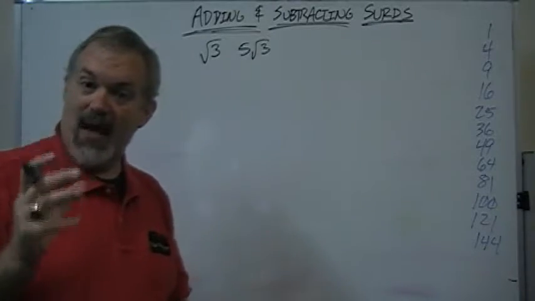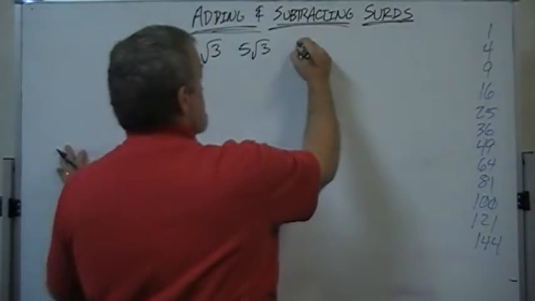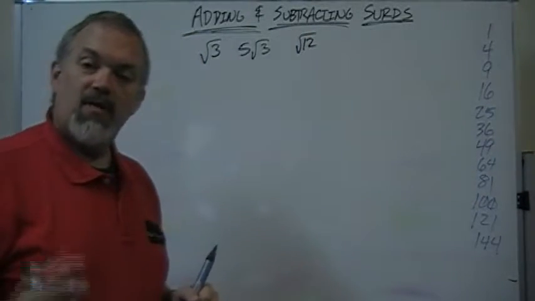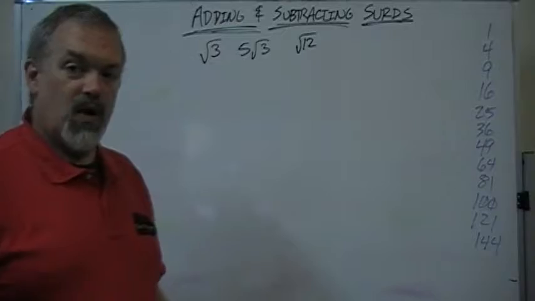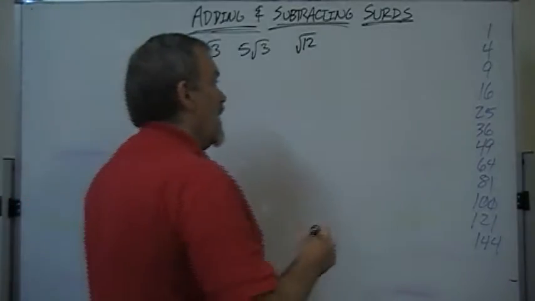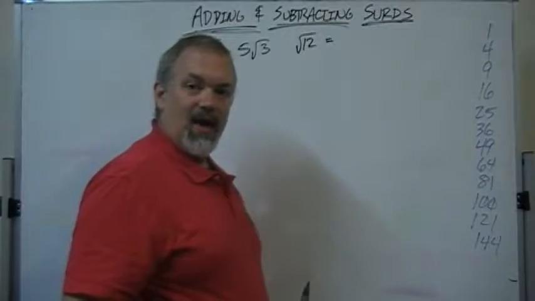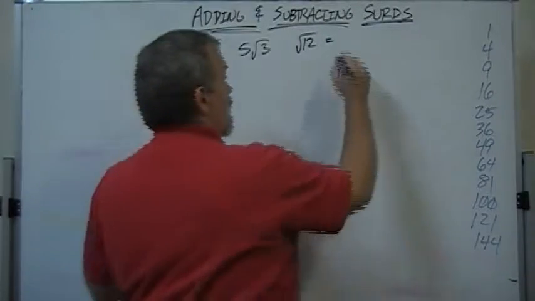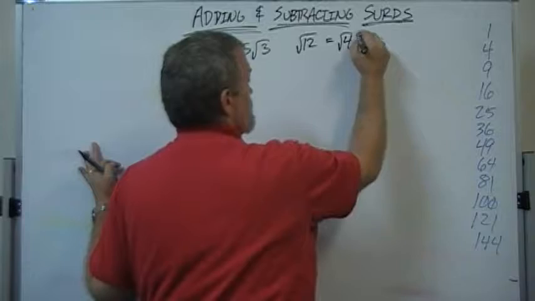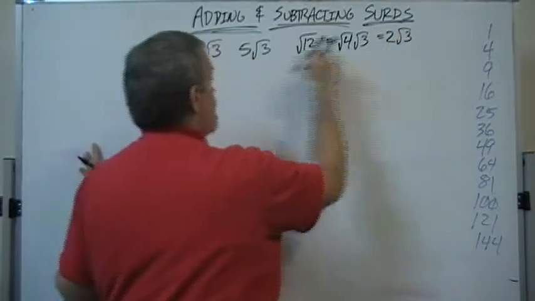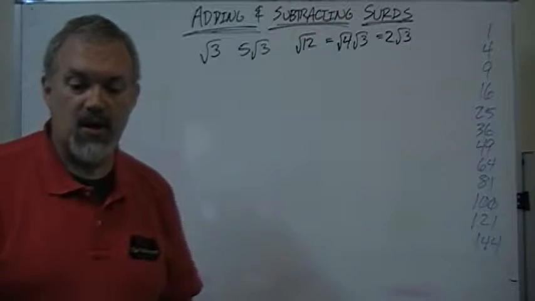Now it might not be quite as obvious as you think. For example, let's say the square root of 12, those don't look like surds. But if we simplify the square root of 12, which we now know how to do, that is, we take the biggest square factor out that we can, which would be 4. And this becomes the square root of 4 times the square root of 3, which is equal to 2 square roots of 3. And you see that those are like surds.